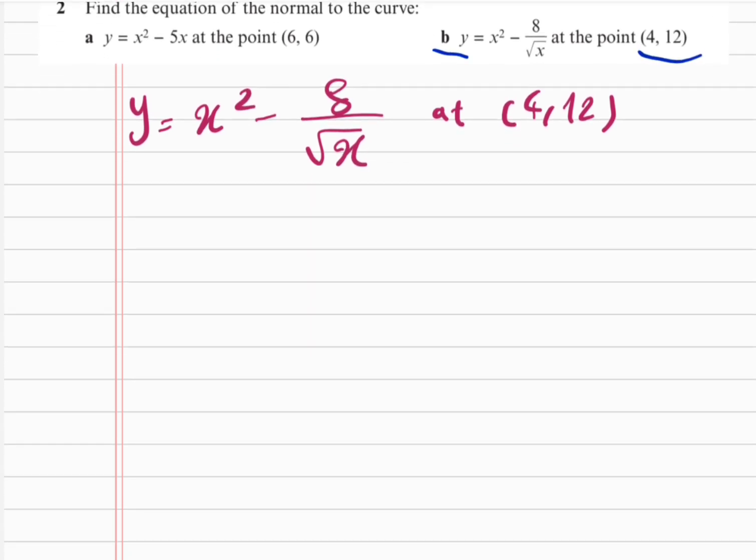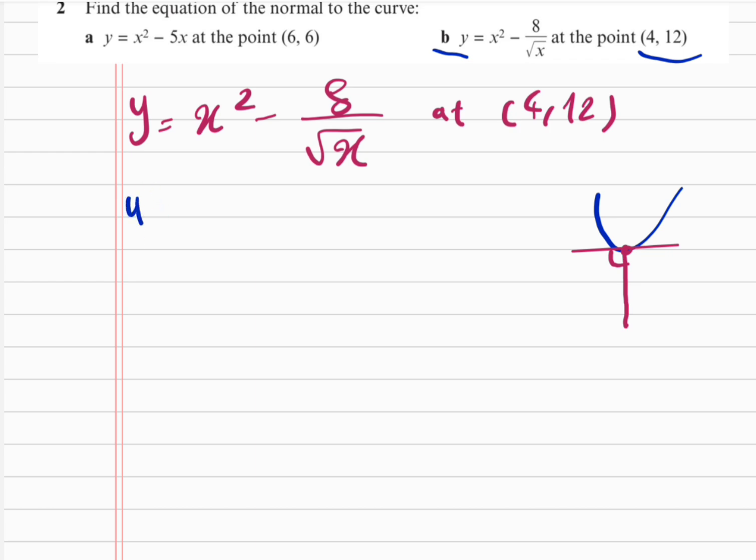Maybe a picture can help. So let's say if this is the curve, just a random curve for example, and let's say this is point P. So this is the tangent at point P, and this is going to be the normal at point P. So the idea is that we can find the gradient of the tangent line, and that obviously can help us to find the gradient of the normal, which I'm going to show you.